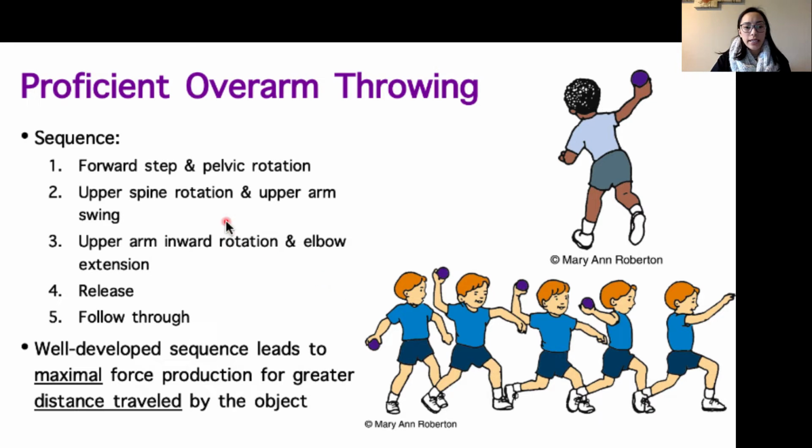The upper spine will rotate backwards, kind of with the pelvis, and then we get the presence of a backswing, or the upper arm moving behind the head in some way, shape, or form. The upper arm will then inwardly rotate to get us to our extension and release phase, and then usually there's a follow through after the release. So well-developed sequences will lead to maximal force production for greater distance traveled by the object. And these are all examples of our developmental sequences if we're throwing for force.